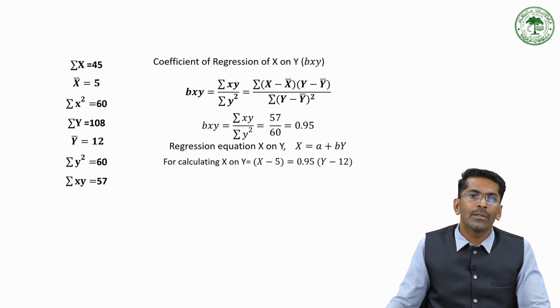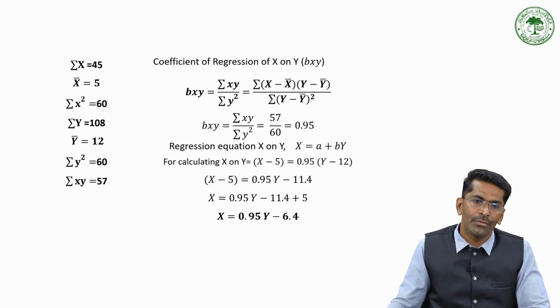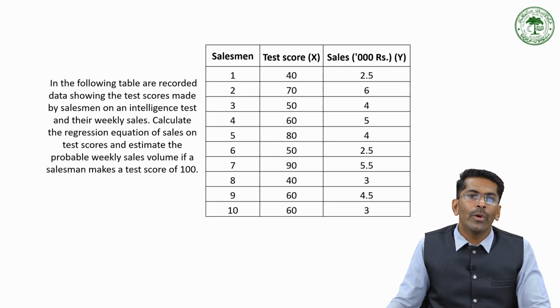Then y minus y bar, which is equal to 12. So if you simplify it, then it will become x is equal to 0.95y minus 6.4. Now, one more example I am going to consider here.